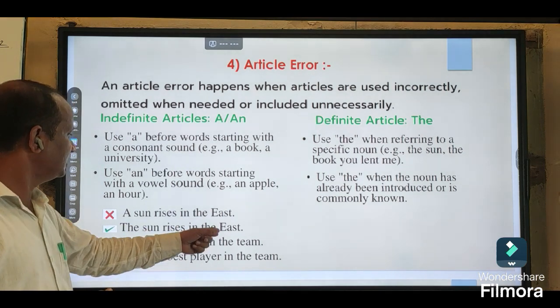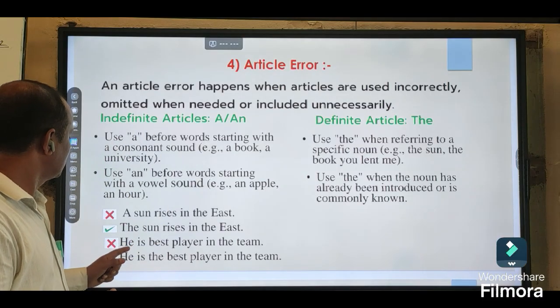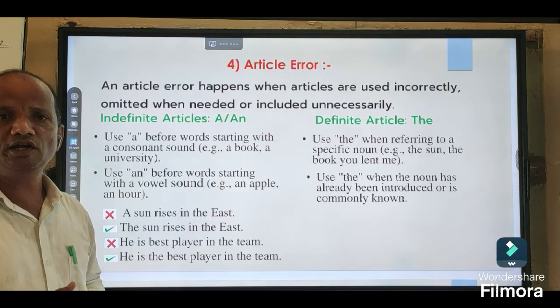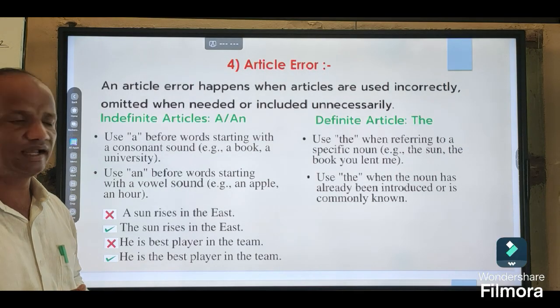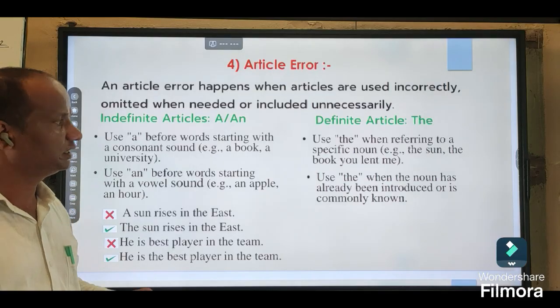He is best player in the team. Here is an error in this sentence because the article is omitted. We have to use the article before best, because before the superlative form of degree we use the article. So the correct statement will be: he is the best player in the team.